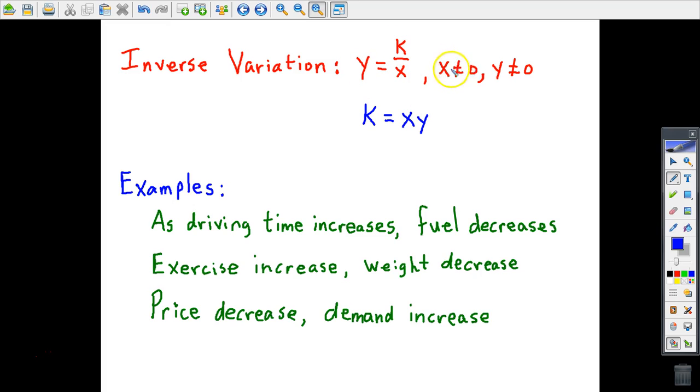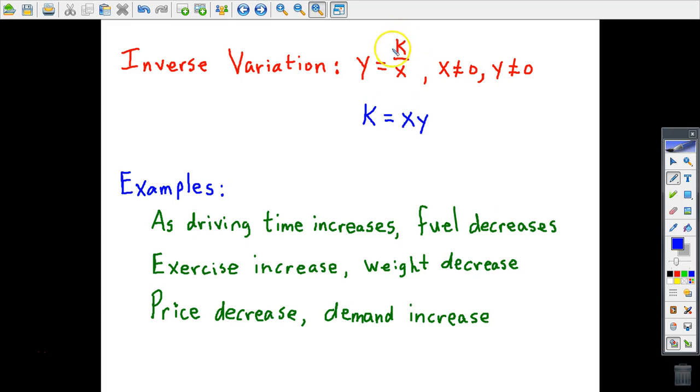Notice the restrictions. We cannot obviously divide by 0, and we will never have y equal to 0. K has to be some non-zero number, and therefore there is no way to make y become 0 if k isn't 0. So that's going to lead us to a discussion on the graph tomorrow.